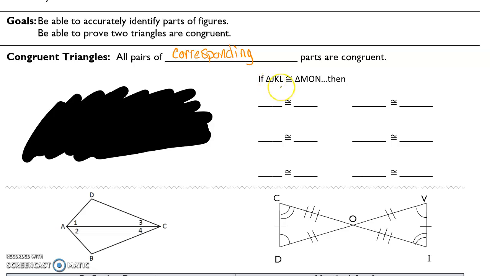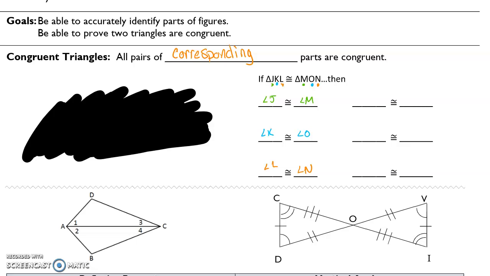The corresponding angles must be written in the exact same location inside the congruent statement. Therefore, in this example, angle J corresponds to angle M, angle K corresponds to angle O, and angle L corresponds to angle N. So I can go ahead and write my congruent angles straight from this statement here. Angle J is going to be congruent to angle M. Angle K is congruent to angle O. And angle L is congruent to angle N.